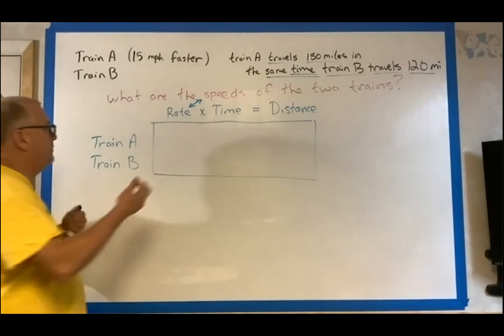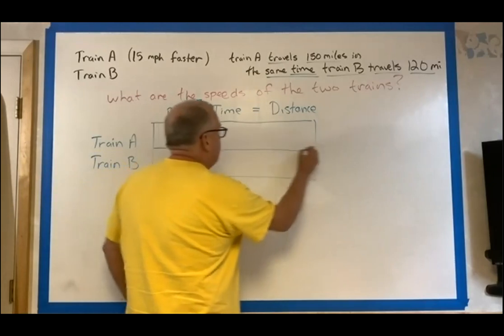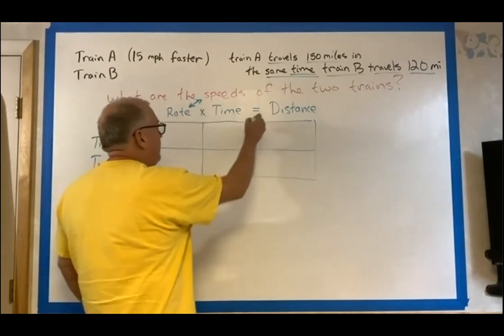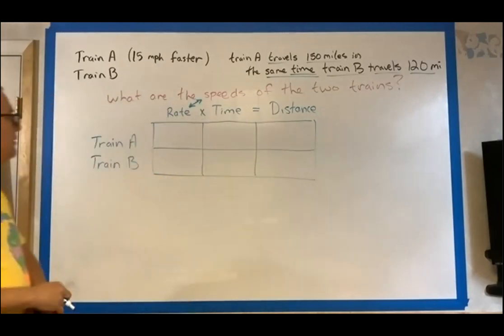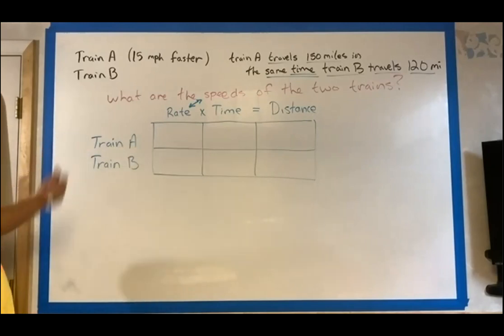Okay, anyway, here's the situation. Let's fill in the table. That's how we're going to do it. What can we fill in? Because it doesn't look like we were given a lot. But let's think about it. I was given distance.